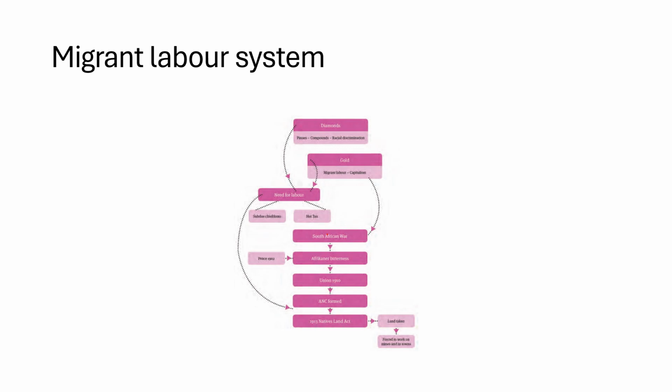So, firstly, the discovery of diamonds in Kimberley is linked to the need for labor. The discovery of gold is also linked to the need for labor. Both of these discoveries needed labor, meaning they needed all this cheap labor. You can see that. Okay, what else? The discovery of gold is linked to the South African War. It somehow led to the South African War.